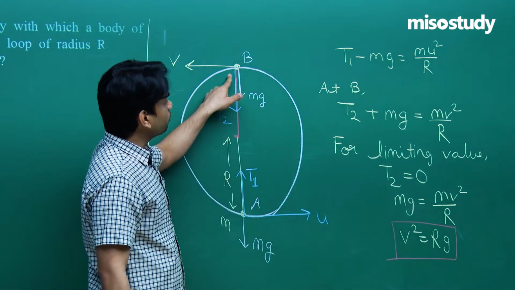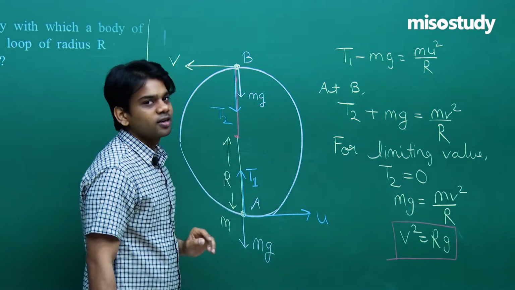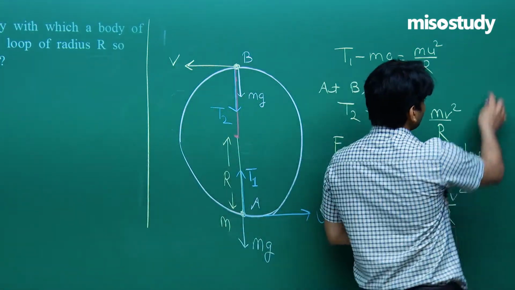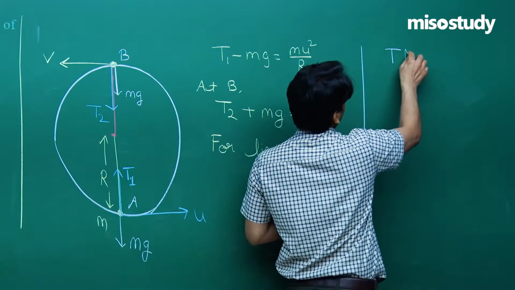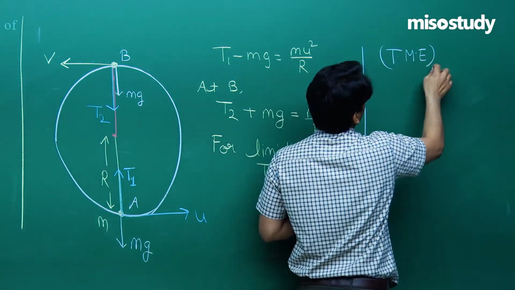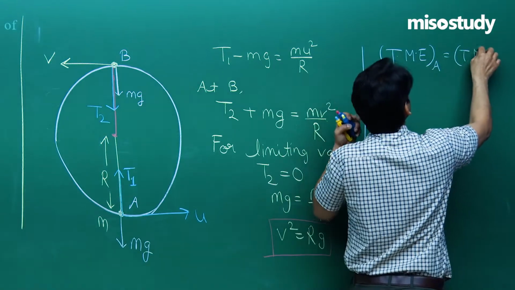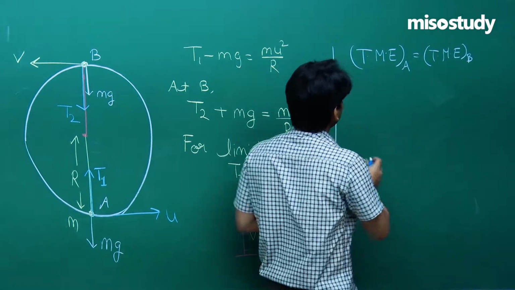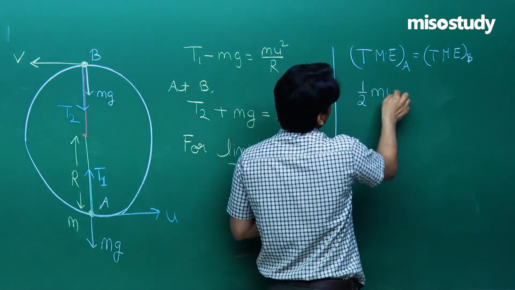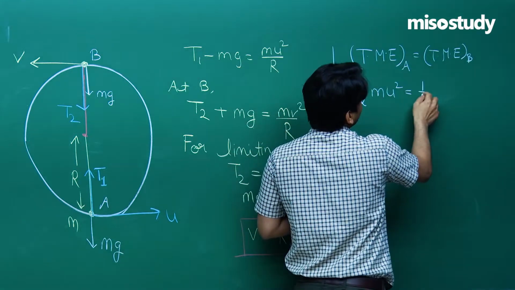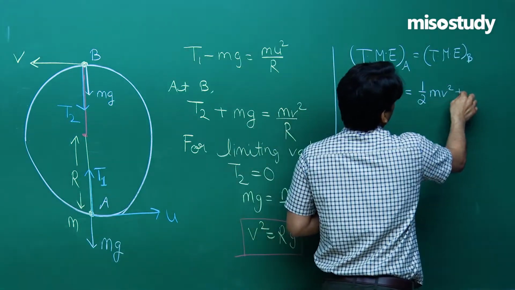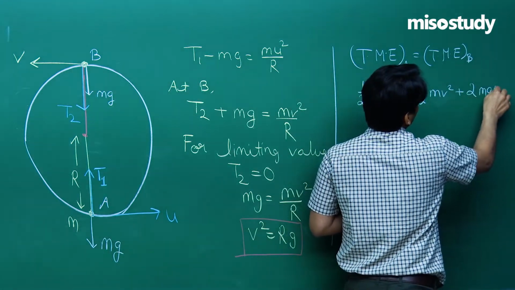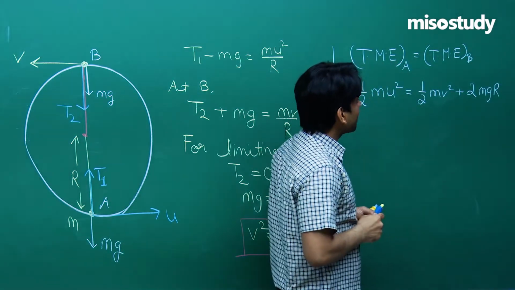Now see here, if we take the potential energy at this point to be 0, then with respect to this point the potential energy will increase by 2 mgr. This is r, so 2 mgr. So you see, the total mechanical energy at A is equal to the total mechanical energy at B, and let us equate the two. Kinetic energy at A is half m u square, kinetic energy at B is half m v square, plus the potential energy, which we can easily write as 2 mgr.